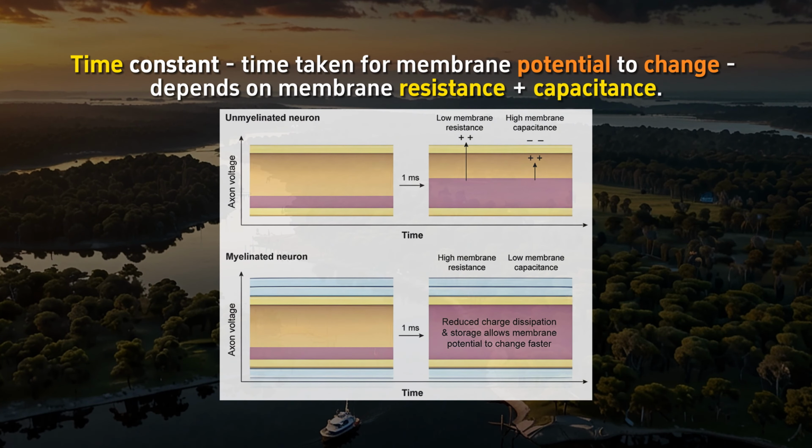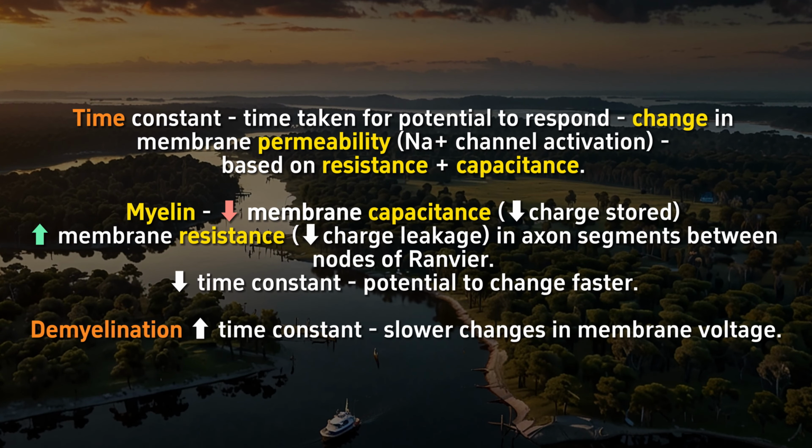Time constant of the neuron. The time it takes for the membrane potential to change depends on both the membrane resistance and capacitance. The time constant is a measure of the time it takes for the membrane potential to respond to a change in membrane permeability, that is, sodium channel activation, and is based on membrane resistance and capacitance.